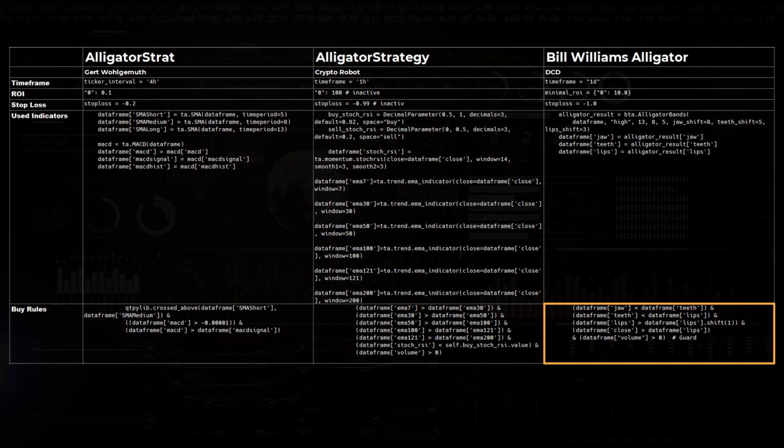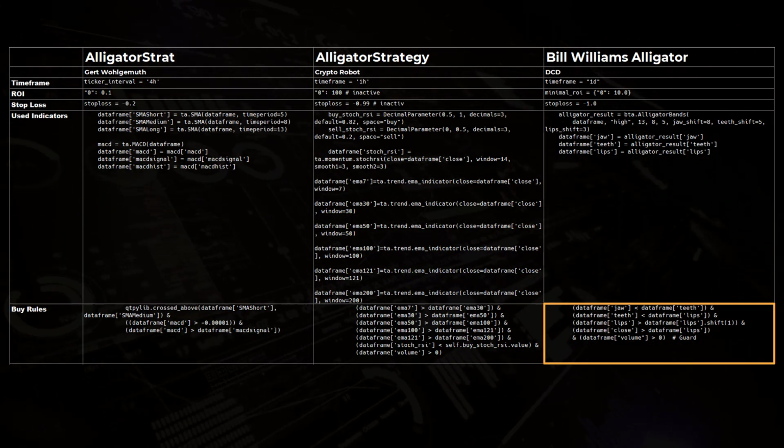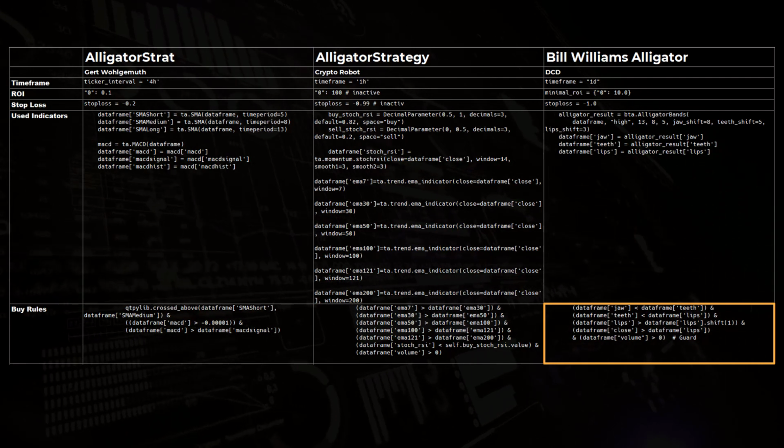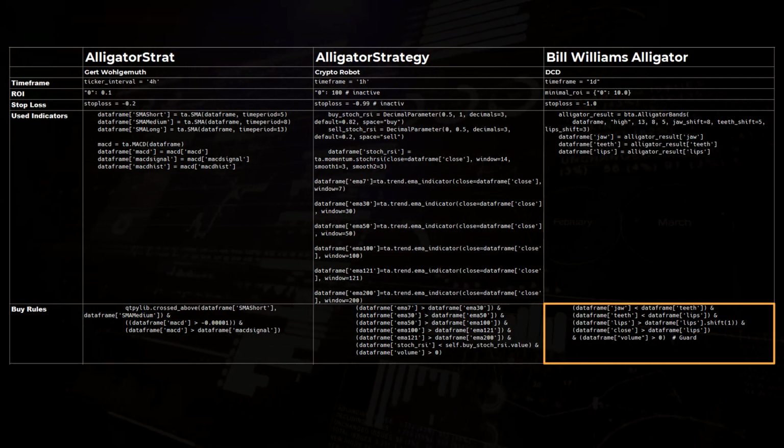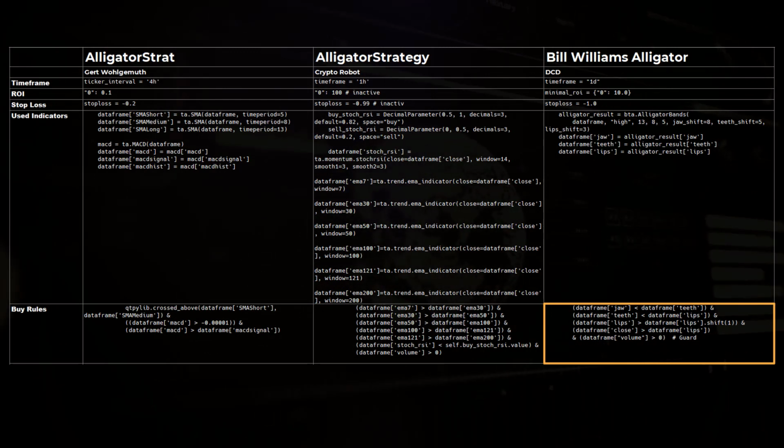And finally, the Williams alligator. Here the jaw should be lower than the teeth, which should be lower than the lips, but when the lips are above the lips minus 1 day, and close is above the lips, and also the volume is above 0, then there is a valid buy signal.